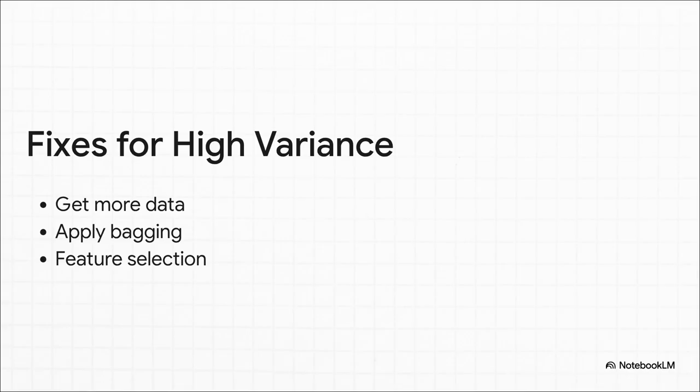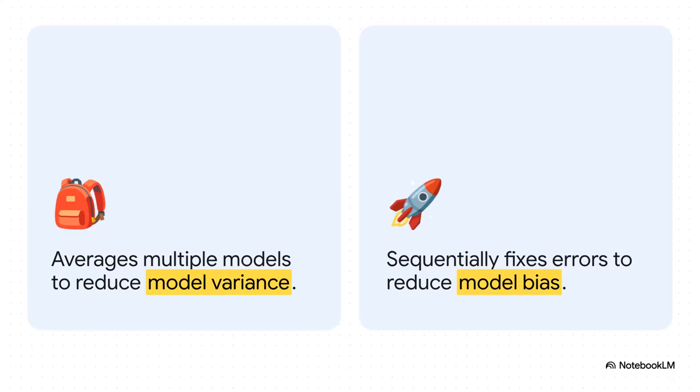Finally, perform some feature selection. Stripping away noisy, irrelevant features is basically like removing distractions from a panicked student's desk. It lets them actually focus on the real core lesson without getting totally overwhelmed. Now, when you're prescribing ensembles to treat your model, you really have to choose between the two undisputed kings of the space, bagging and boosting.